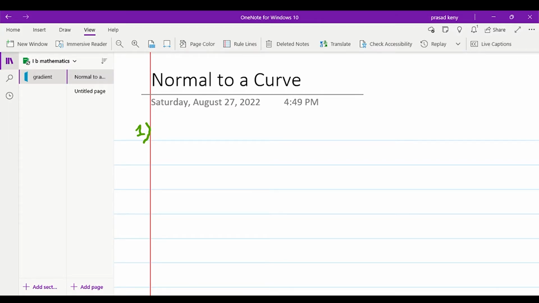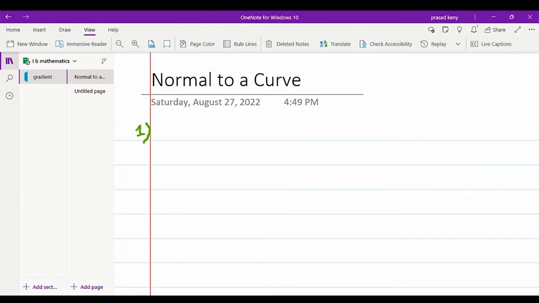Students, in the last class we have studied about the tangent and the normal. Now, tangent is a line that will touch the given curve in a single point. The point where the tangent will touch the curve is called the point of contact. And at the point of contact, if you draw a line perpendicular to the tangent, that is the normal.